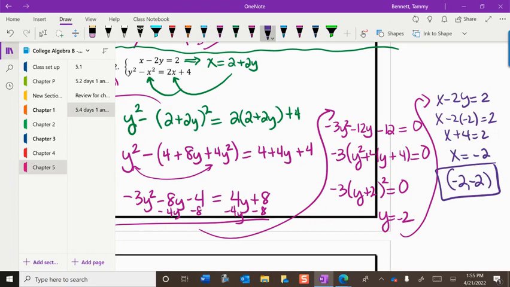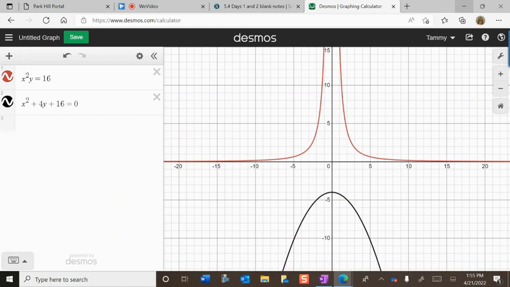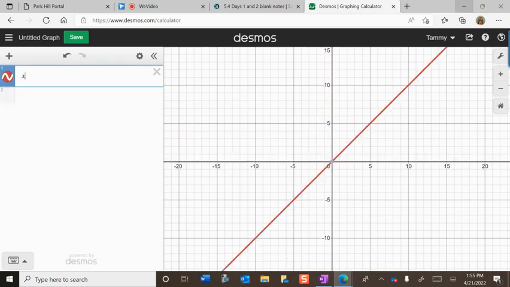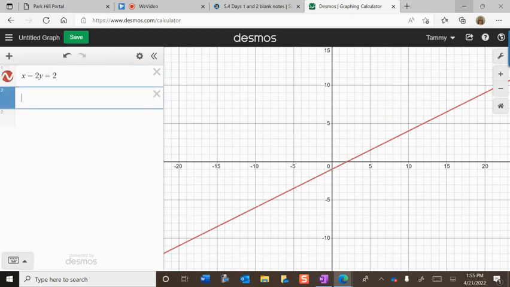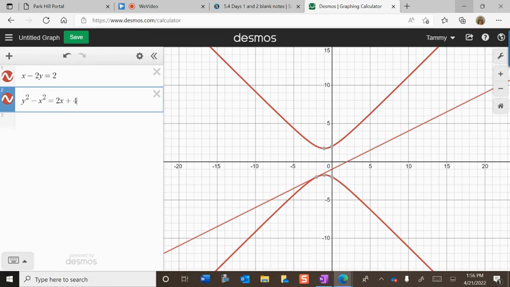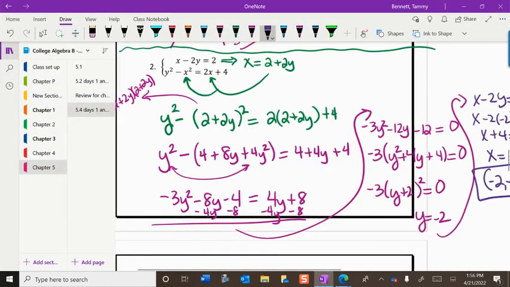All right, let's make sure that's right. So graphing this one: x minus 2y equals 2, and y squared minus x squared equals 2x plus 4. Looks like we have one point of intersection down here at negative 2, negative 2. Is that what we came up with? Yes.